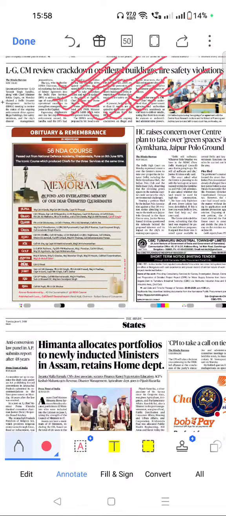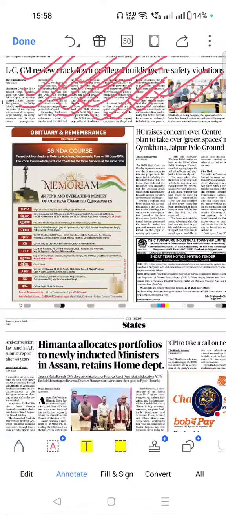Possible question areas are Delhi Fire Service Act 2007, Agniveer scheme, and disaster management framework. This is the possible question area. Move on to next important article of this page.